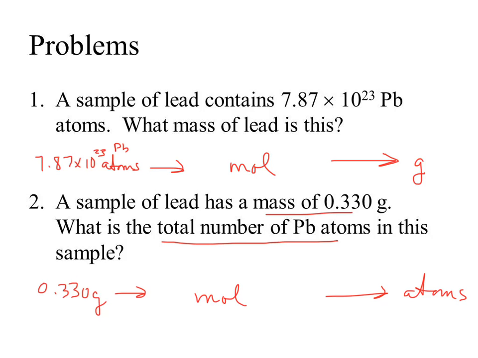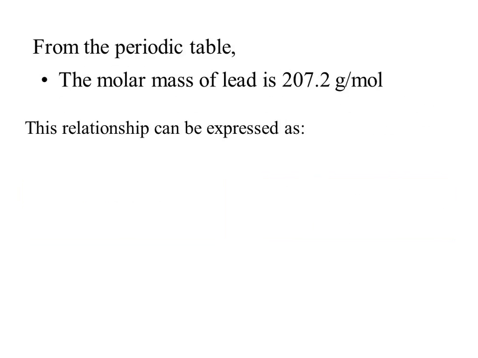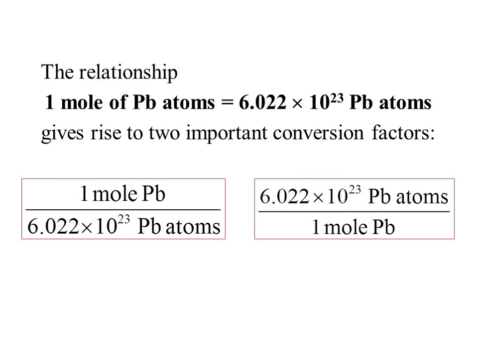So that's the strategy. So officially, here's the official. Oh, before we get to the official, sorry. So moles is going to be the in-between for both of these. And we know in the case of anything, including lead atoms, one mole of anything is equal to 6.022 times 10 to the 23rd of that thing. So these are the inverse of each other. They're the flip of each other. We can use them as we need to.